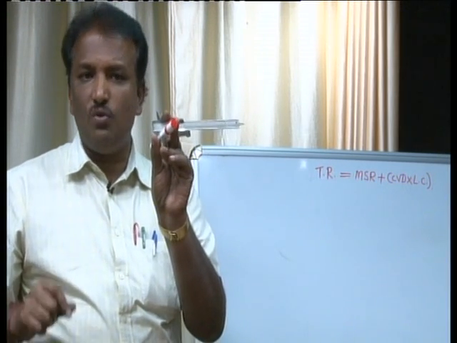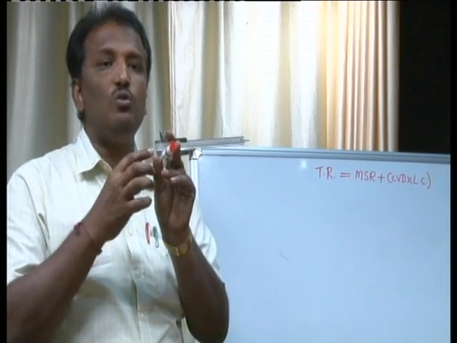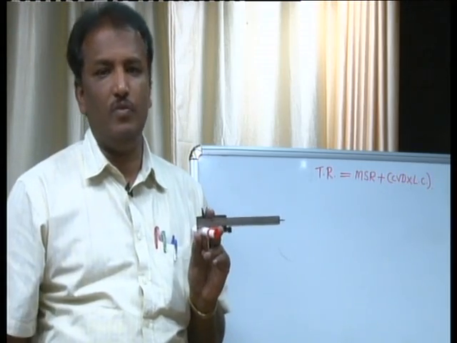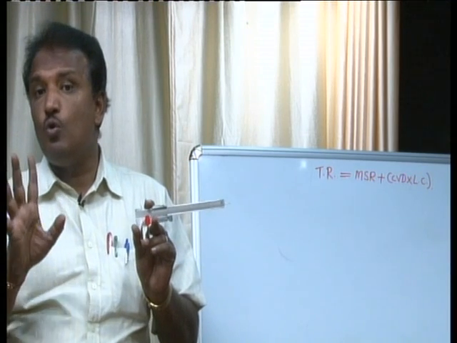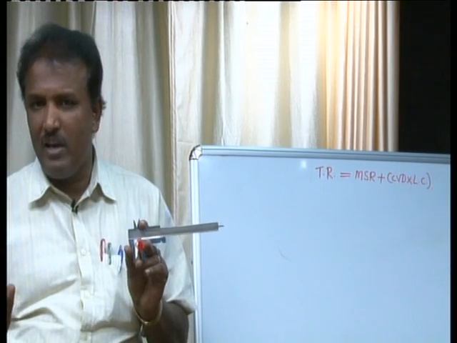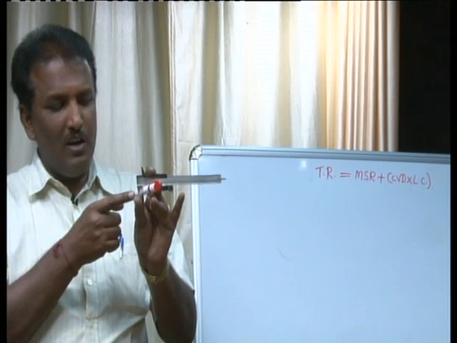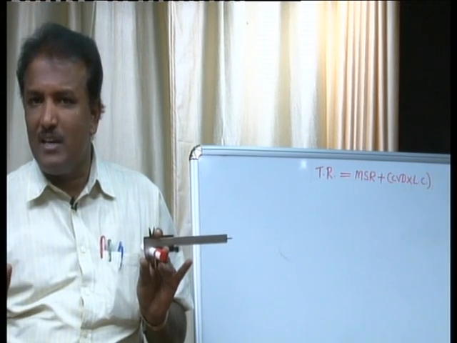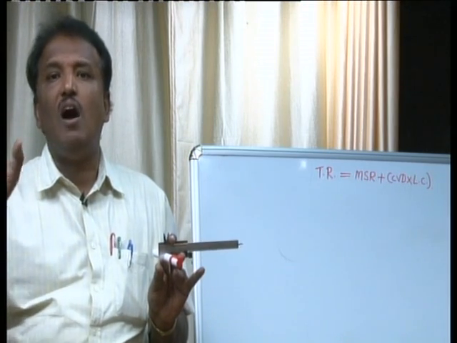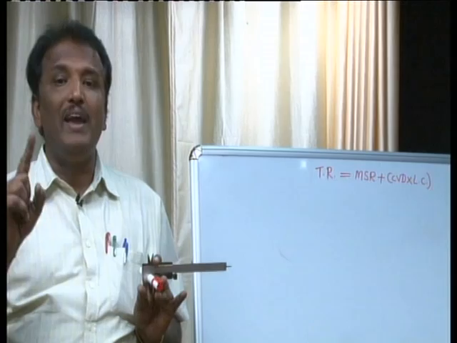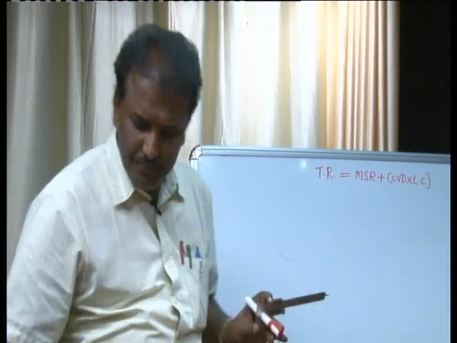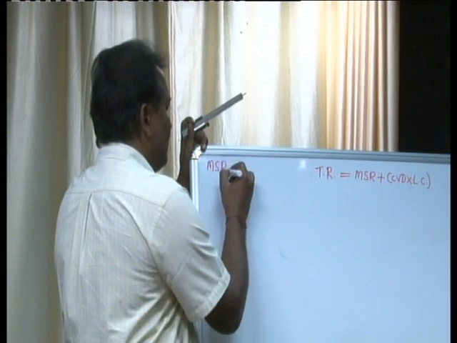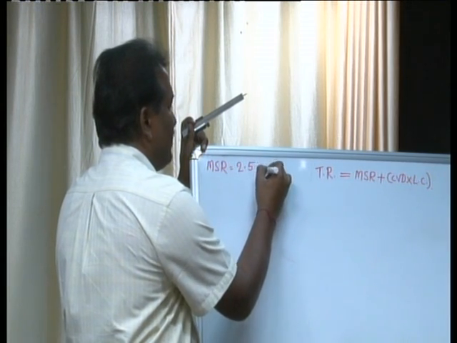Once the object is firmly gripped, note down which division on the main scale the 0th division of the vernier scale coincides with. So the convention to be followed to know the main scale reading in case of the vernier calipers is, when the object is firmly gripped between the fixed jaw and the movable jaw, the 0th division on the vernier scale coincides with which division on the main scale. That is the main scale reading. Suppose your main scale reading is 2.5 centimeter. So MSR is equal to 2.5 centimeter.